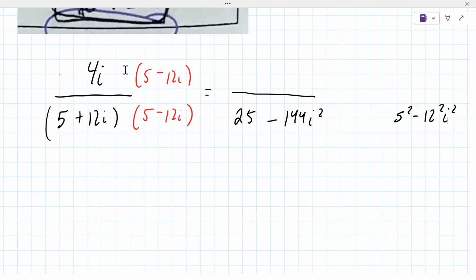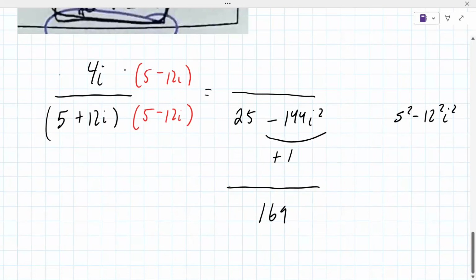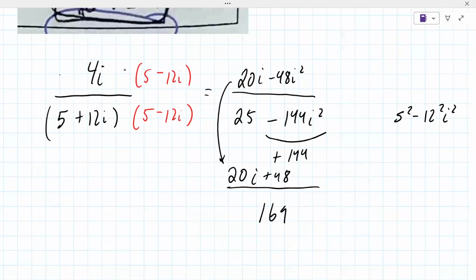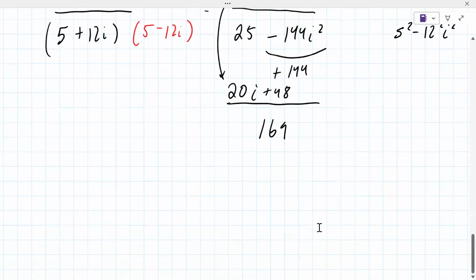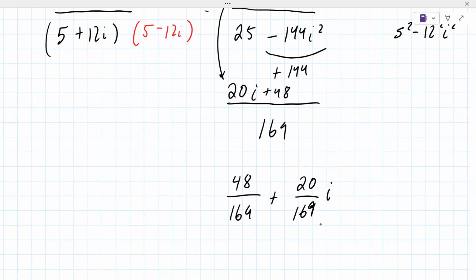Does that make sense? So the bottom becomes 169, because this ends up being positive 144. And then up top, your top is fine. It was 20i minus 48i squared, which is 20i plus 48. You just have to switch the order. So 48 over 169 plus 20 over 169i, like that.